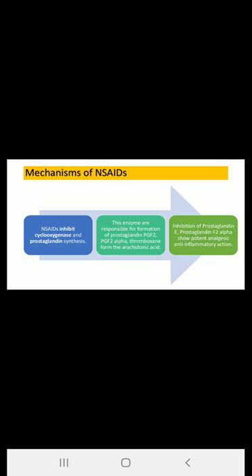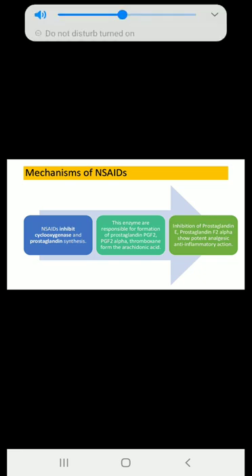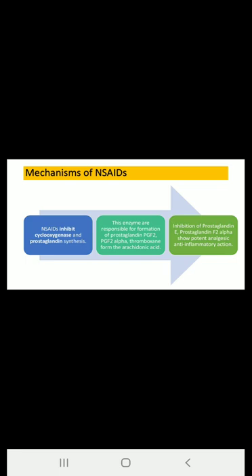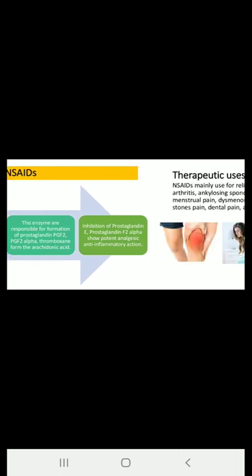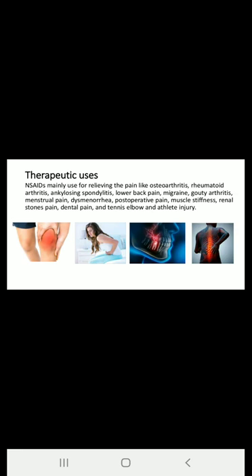So how will they act on your body? They directly inhibit the biosynthesis of cyclooxygenase and prostaglandin, so that we couldn't feel any kind of pain sensation. Next, therapeutic uses. NSAIDs are mainly used for relieving pain like osteoarthritis, rheumatoid arthritis, ankylosing spondylitis, lower back pain, migraine, gouty arthritis, menstrual pain, dysmenorrhea, post-operative pain, muscle stiffness, renal stone pain, dental pain, and tennis elbow and athlete injury.